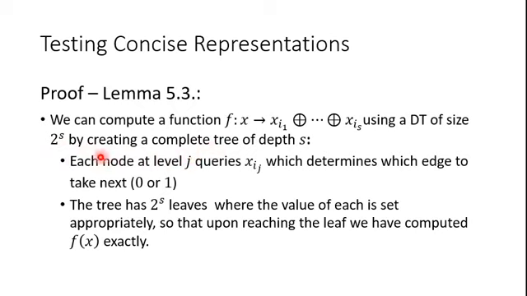How? Each node at level j is going to query x_ij, and this query will determine which edge to take next. We will get from this query either 0 or 1, and we will follow that edge to the next level. So this tree has 2^s leaves, where the value of each leaf is set appropriately so that when we reach the leaf after following the edges according to these queries, we have computed f(x) exactly. So we can compute this s-linear function using a decision tree of size 2^s, as we defined.